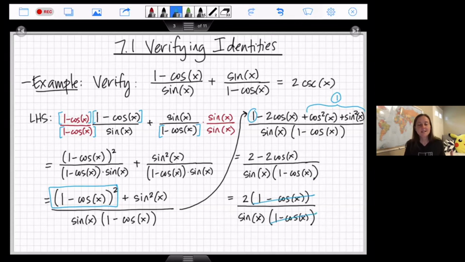2 over sine is exactly 2 cosecant x, right? This is equal to 2 times 1 over sine, which is exactly equal to what I want it to be. My left-hand side equal to my right-hand side.